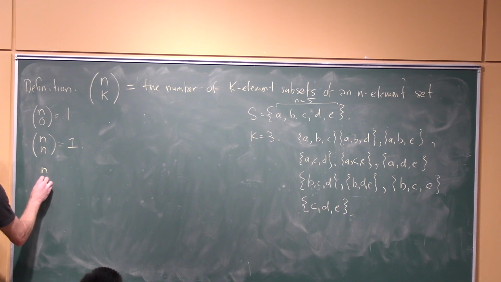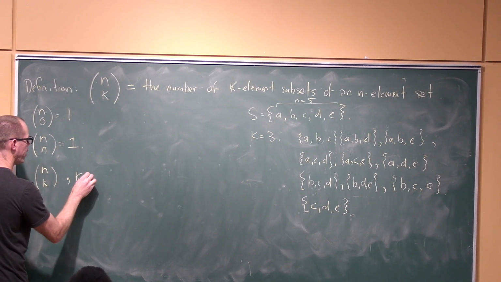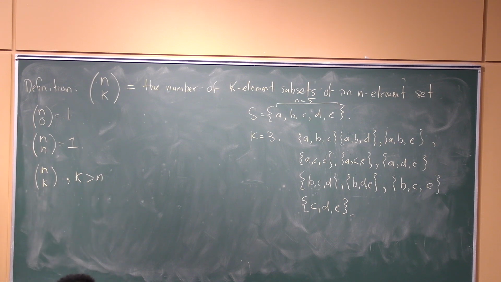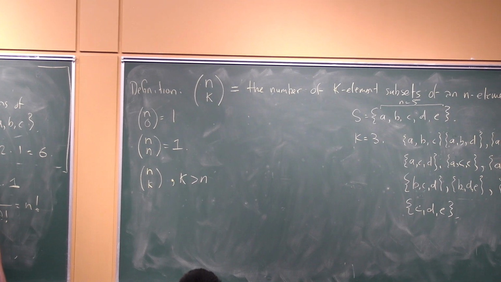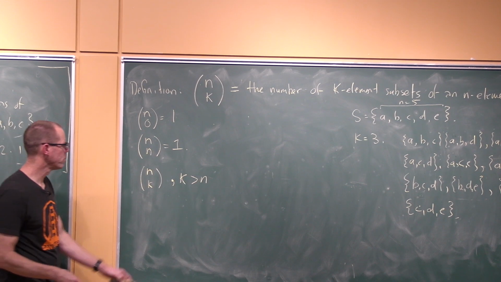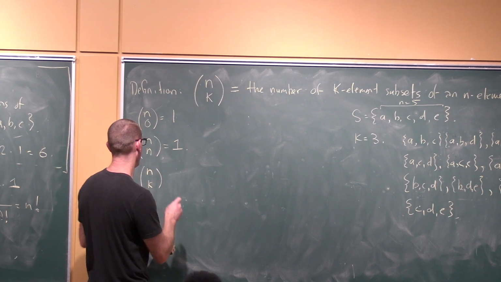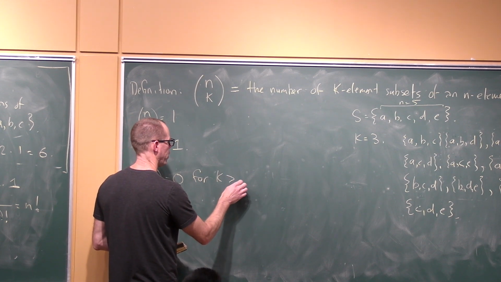What about n choose k, where k is bigger than n? So I have a set of 10 things. How many subsets of size 11 does it have? None, right? It has no subsets larger than 10. So for k bigger than n, it's zero.